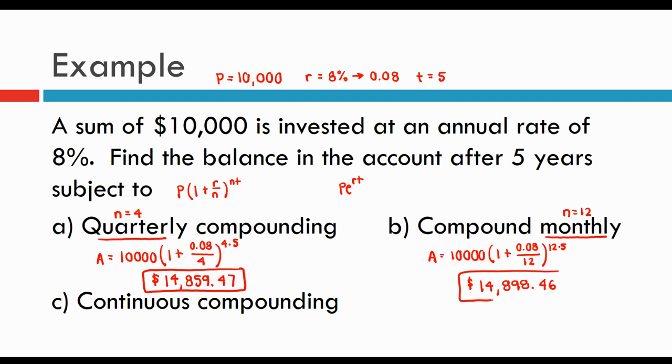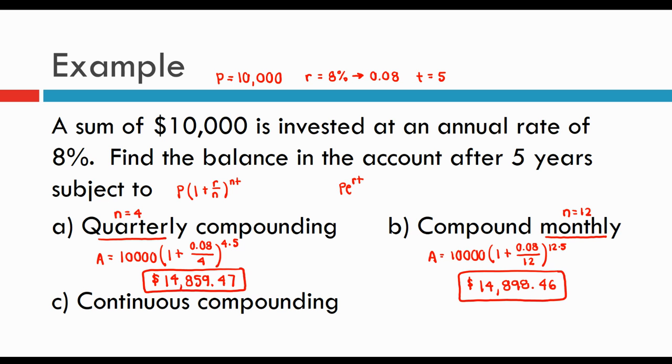$14,898.46. Okay, notice that this number is bigger than the compounded quarterly, and that should make sense because when we're talking about compounding, we're talking about building interest. Well, getting interest 12 times a year is going to give you more money than just getting interest 4 times a year. So the more that you compound, the more money you're going to be making. So it should make sense that we're getting bigger with each compounding amount.